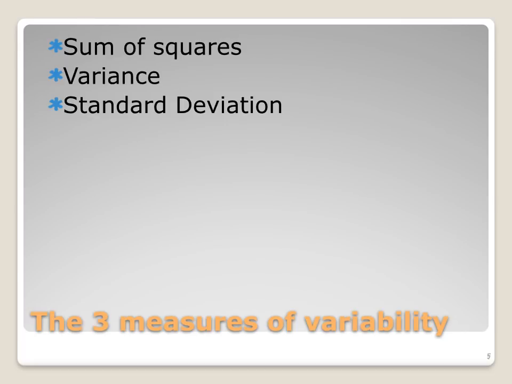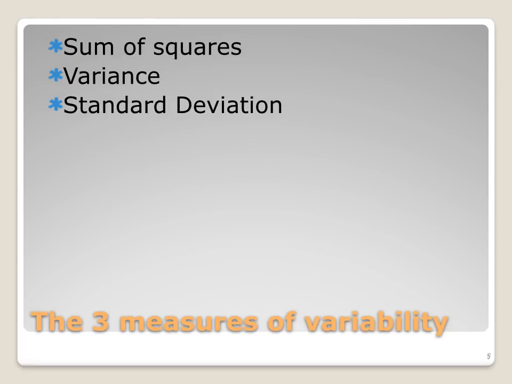How much one score in a distribution deviates from the representative score of that distribution can be defined 3 different ways. The 3 measures of variability that will be used to compare the scores in a distribution, as well as scores in other distributions, will be the sum of squares, the variance, and the standard deviation. As you will see, all 3 measures are very closely related to each other.